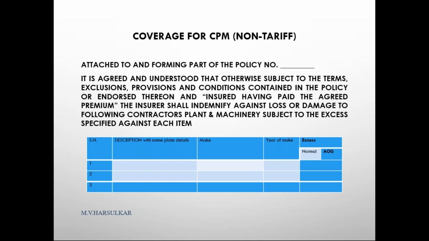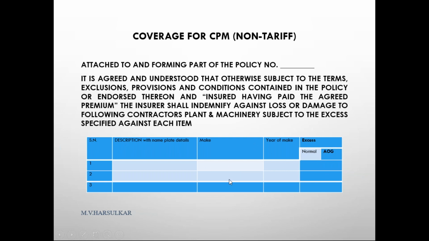This is a TSC wording. Attached to and forming part of the policy, it is agreed and understood, subject to the insured having paid the agreed premium, the insurer shall indemnify against loss or damage to the following contractor's plant and machinery, subject to the excess specified against each item. So this is a schedule similar to a CPM policy. Serial number, description with nameplate details, make, year of make, excess, normal, AOG.